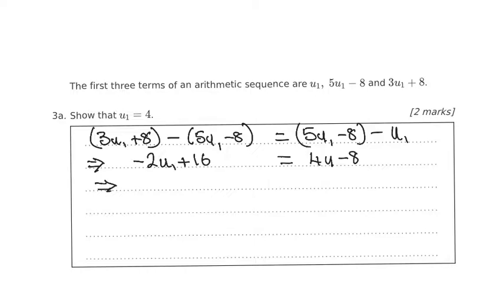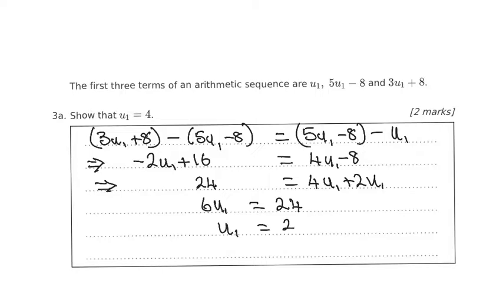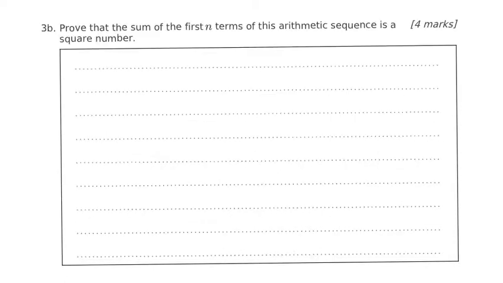Therefore, we get 16 plus 8 is 24, is equal to 4u1 plus 2u1. So we get 6u1 is equal to 24. So u1 is 24 divided by 6. So u1 is equal to 4.